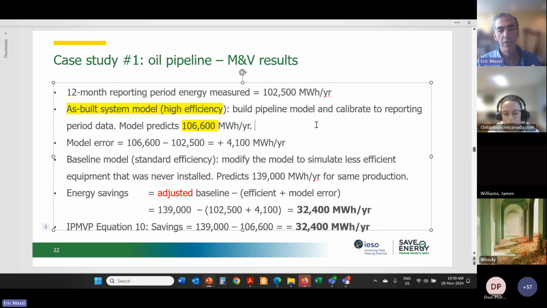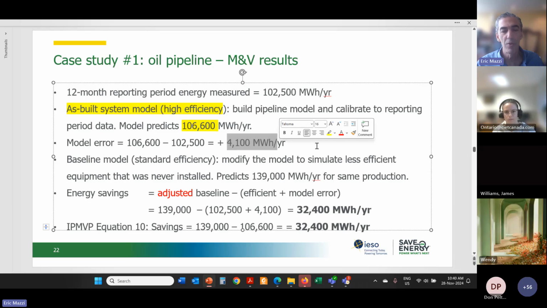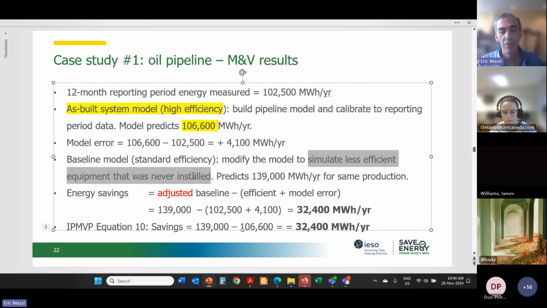So you have the actual efficient system where you meter consumption. And then you have a specialist, supported by a process expert, build some sort of simulation model for the as-built system. And the difference between the model and the meter was, in this case, 4,100 megawatt hours per year. Then you take that same model and modify it with the standard or low efficiency design features, and you simulate the less efficient equipment that was never installed.